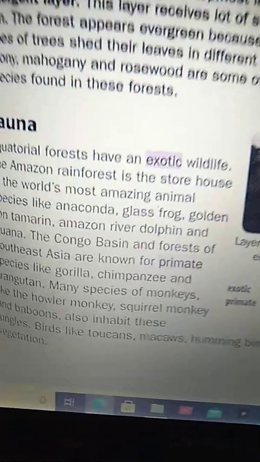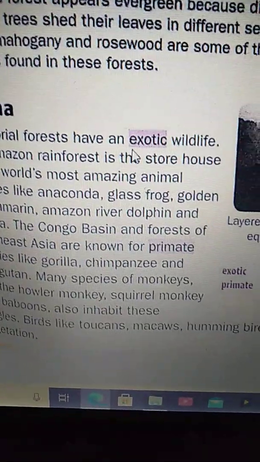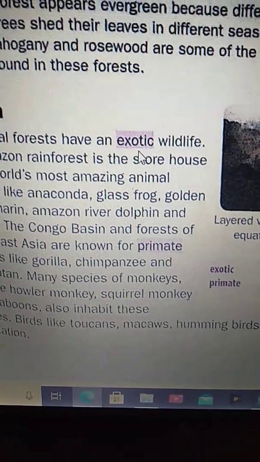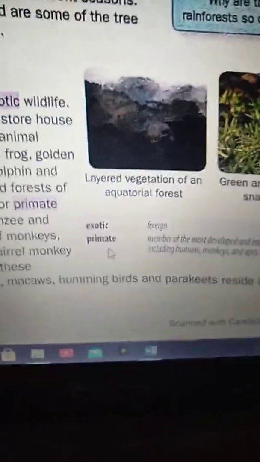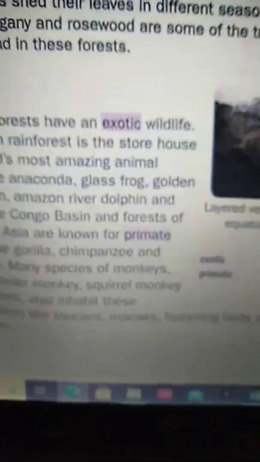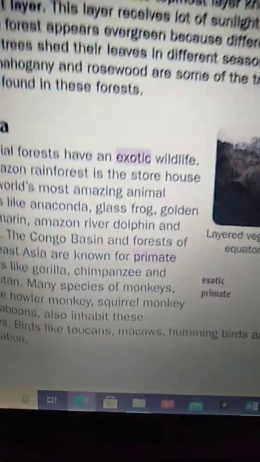Okay. Next one is fauna. Equatorial forests have an exotic wildlife. What is exotic wildlife? It means foreign.